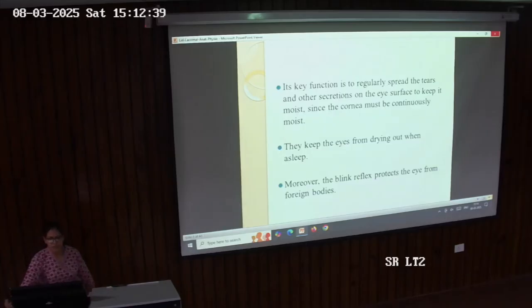to keep it moist, since the cornea must be continuously moist. They keep the eyes from drying out when asleep, and the blink reflex protects the eye from the foreign body.